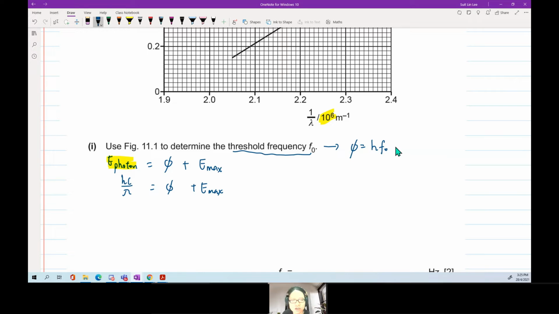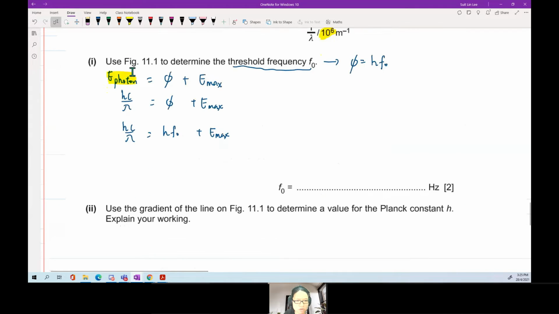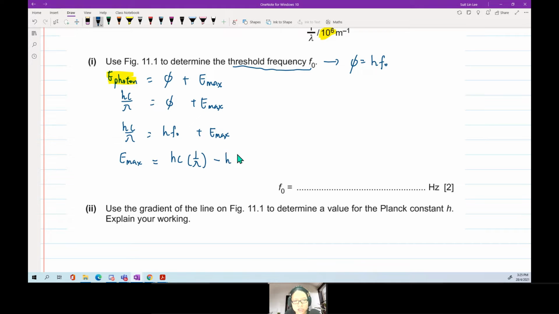So you think, okay, work function is hf0. Should I substitute here? Up to you. You can. Maybe I shall do that. hf0 plus Emax. I will rearrange what is on my y-axis. Y-axis is Emax. So in the effort to preserve the y equals mx plus c format, I will rearrange. This will be hc multiplied by 1 over lambda minus hf0. So you see, this is y equals mx plus c. So you can see here that your gradient m is equal to hc, and your y-intercept is equal to negative hf0.